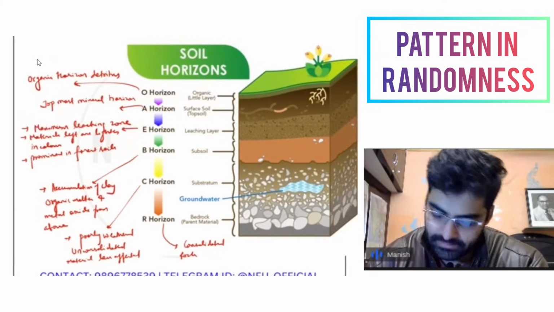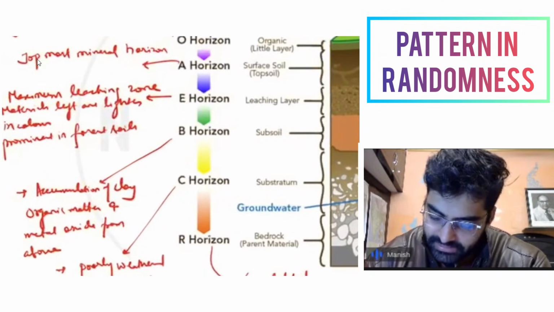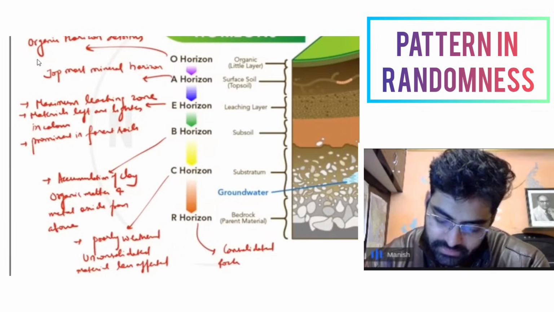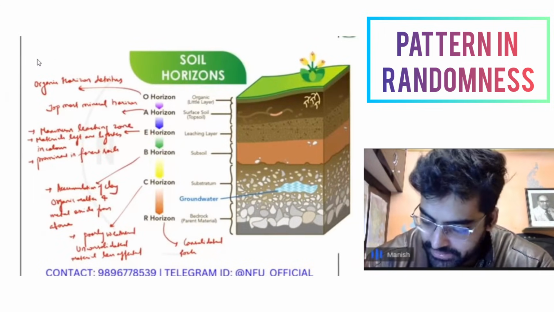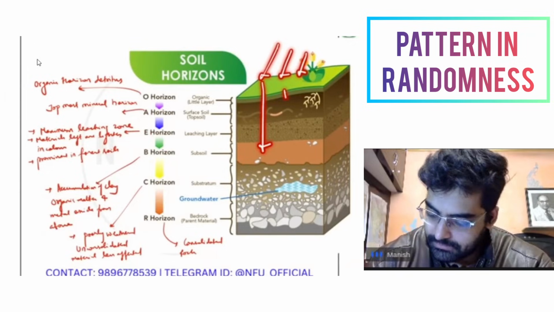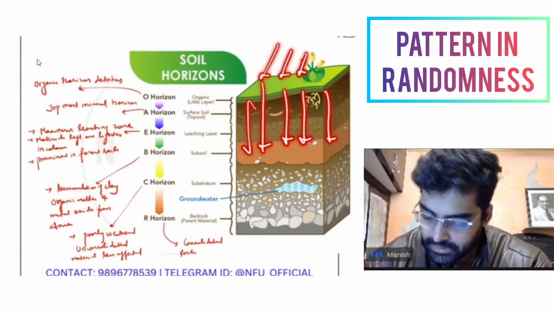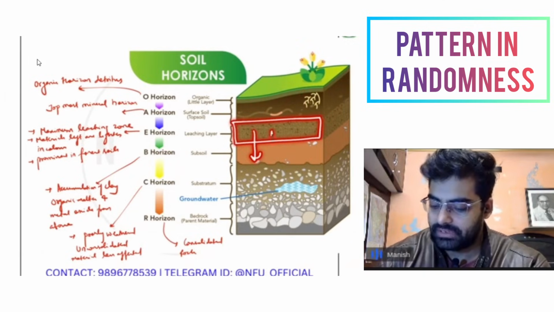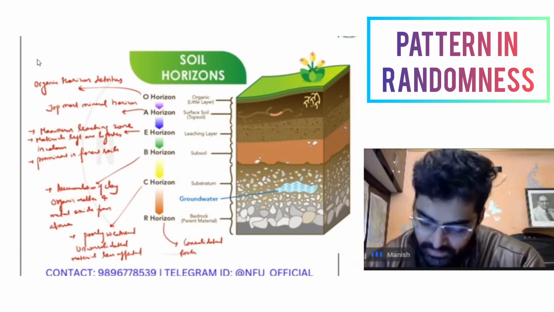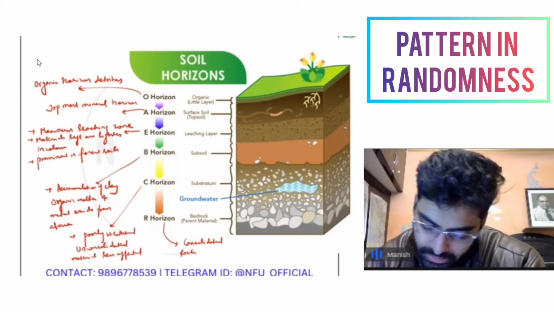Then we have the leaching layer, which is known as E horizon, the maximum leaching zone. So what happens is, suppose rainfall is happening and water percolates down. This E horizon layer carries all the minerals downward. All right, and where will they be deposited? They will be deposited in the B horizon.